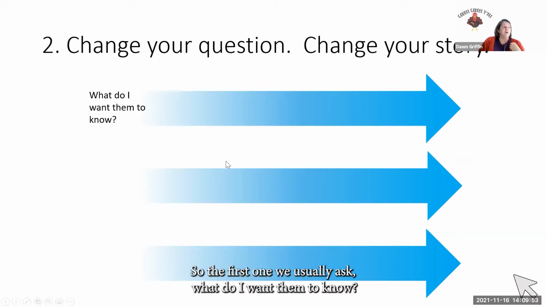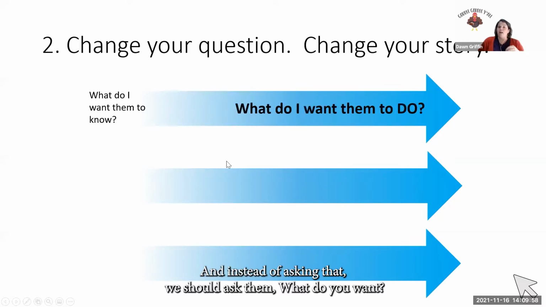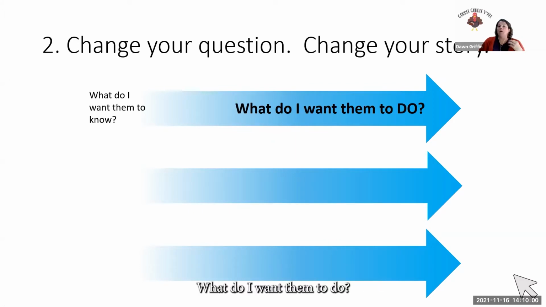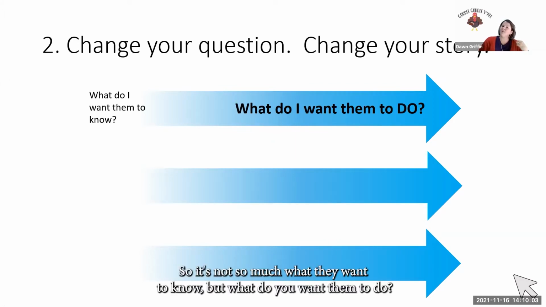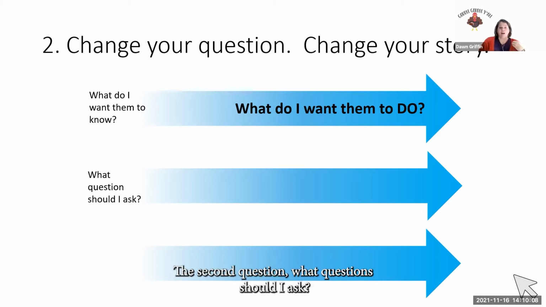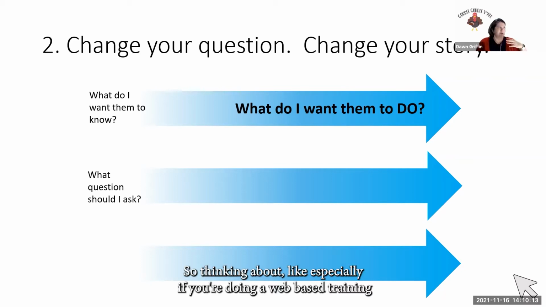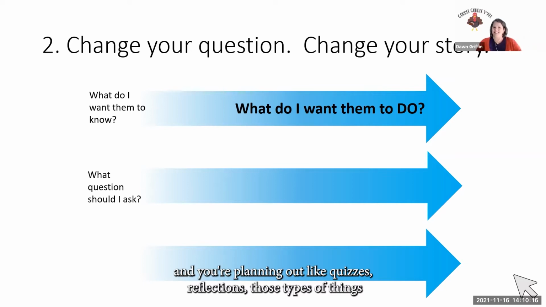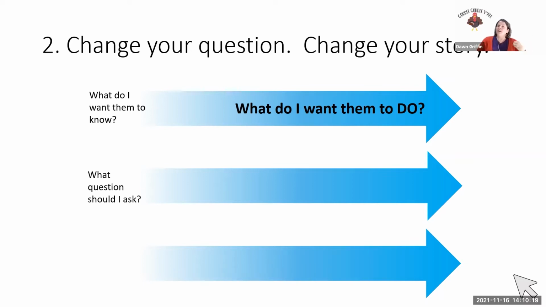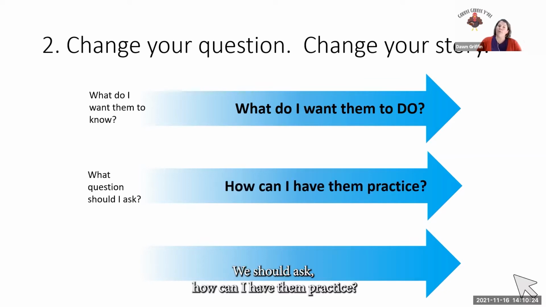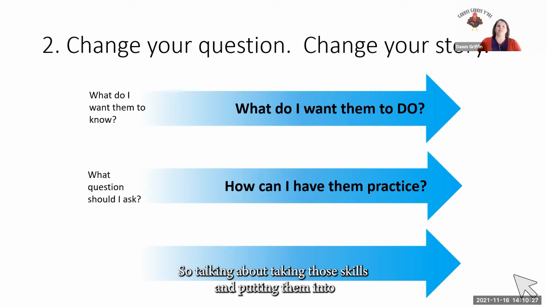So the first one, we usually ask, what do I want them to know? And instead of asking that, we should ask, what do I want them to do? So not so much what they want to know, but what do you want them to do? The second question, what questions should I ask? So thinking about, especially if you're doing a web-based training and you're talking about quizzes, reflections, those types of things, we shouldn't be asking what questions should we ask. We should ask, how can I have them practice? So talking about taking those skills and putting them into real life application.